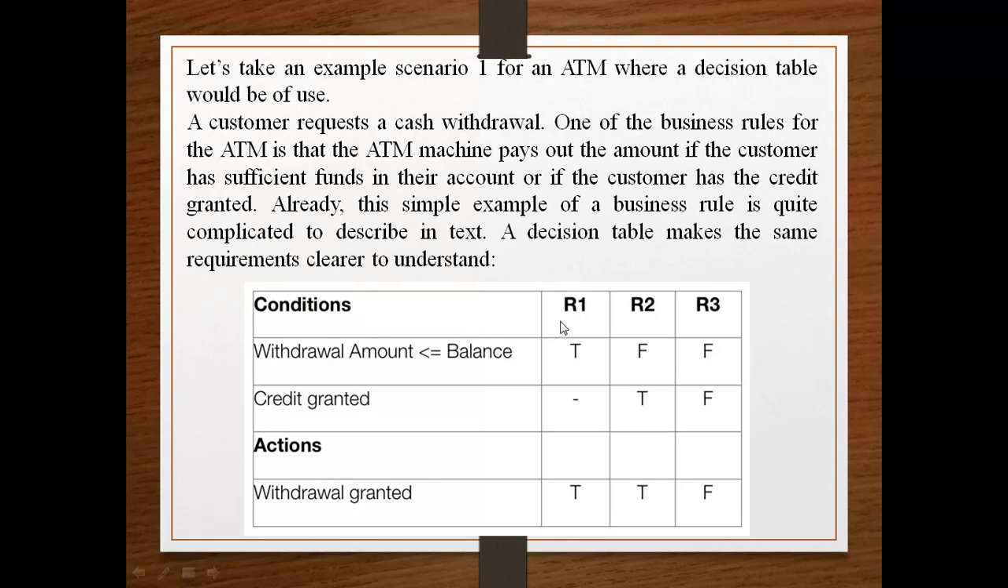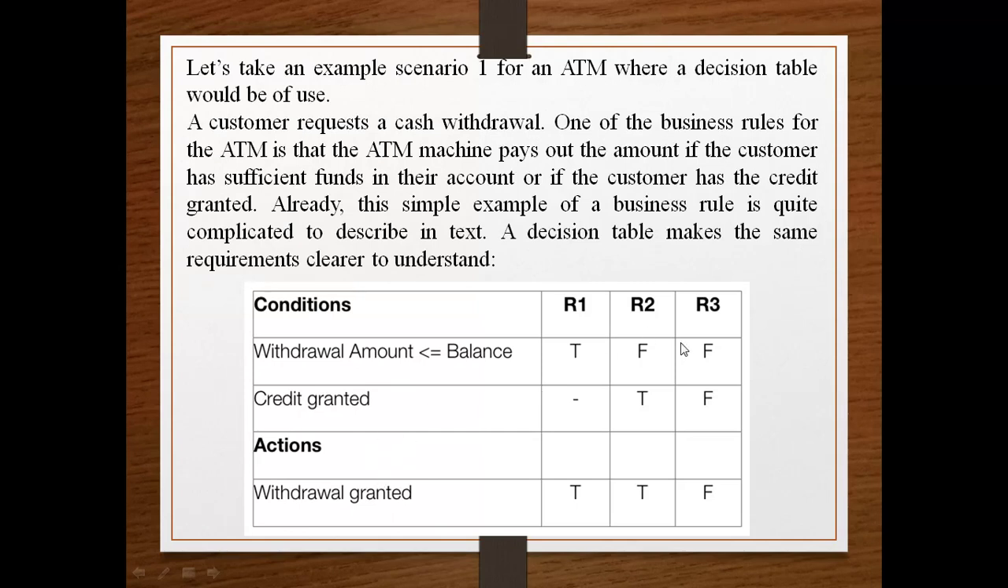First rule is if it is having sufficient amount, then withdraw the amount. Second, if it does not, if it has a credit granted, then we'll allow the withdrawal, else no withdrawal done. Simple 3 rules we are going to use. Conditions: withdrawal amount is less than or equal to balance amount, this is where your fund has to be maintained, or a credit is granted already. Action is withdrawal granted, one single action.